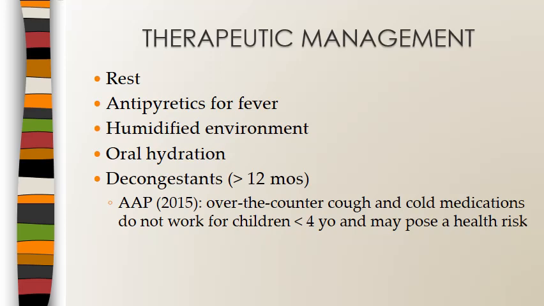Other symptoms include muscle aches, headaches, vomiting, general tiredness, sore throats, and sometimes a cough. The therapeutic management for this is rest, antipyretics for fever, a humidified environment, oral hydration, and then decongestants if the child is greater than 12 months. However, the AAP does not recommend over-the-counter cough and cold medicines for children who are less than 4 years old because they feel that they don't work, so the benefit does not outweigh the risk, because there are potential health risks for giving them to younger children.